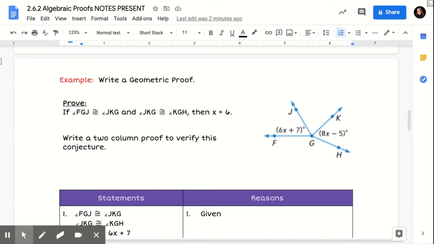Okay, next up, we're going to be writing a geometric proof. The statement that we're trying to prove is if angle FGJ is congruent to angle JKG, and angle JKG is congruent to angle KGH, then x is equal to 6. And for this one, we also have a picture. So we've got a picture to look at over here on the side.